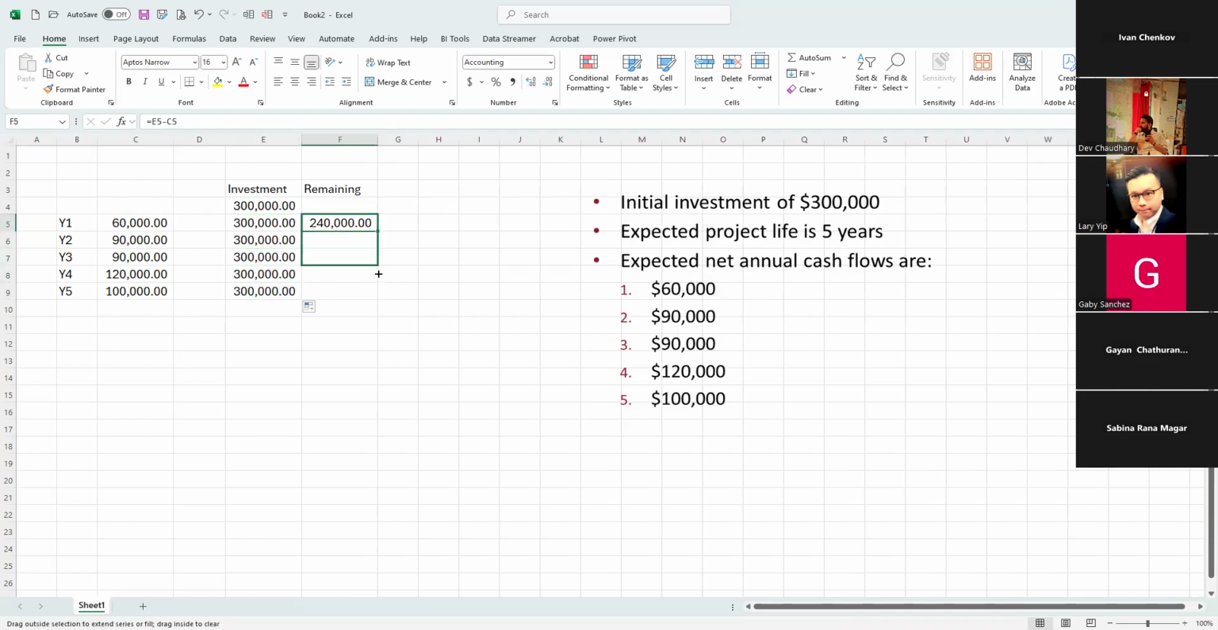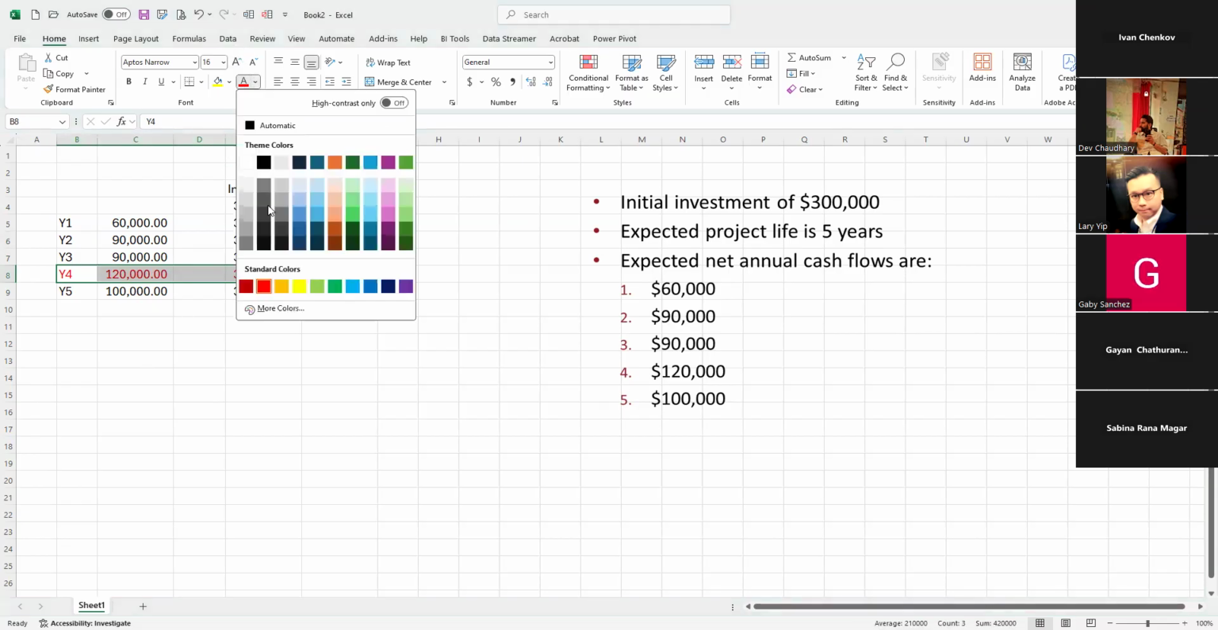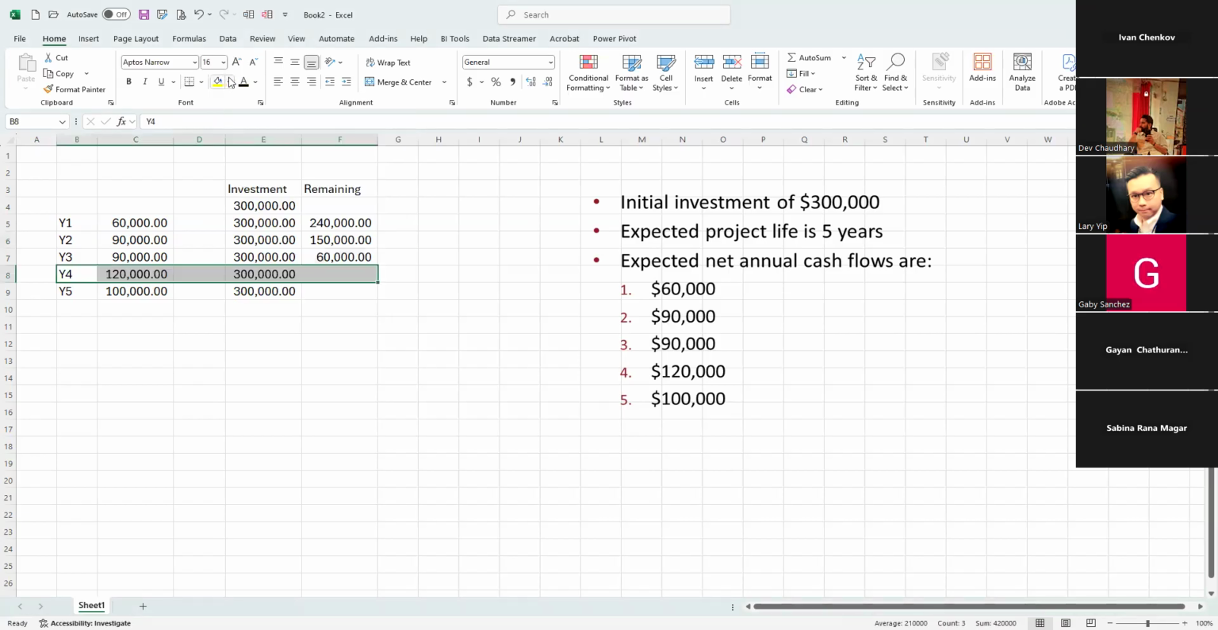Obviously, the remaining is going to start going down year by year. It's going to be this one minus that one. And you can see at the end of the second year, we have 150 remaining, and in the third year, we have 60,000 remaining. Obviously, we're going to recover our cash in year 4. So that means we need 3 full years.